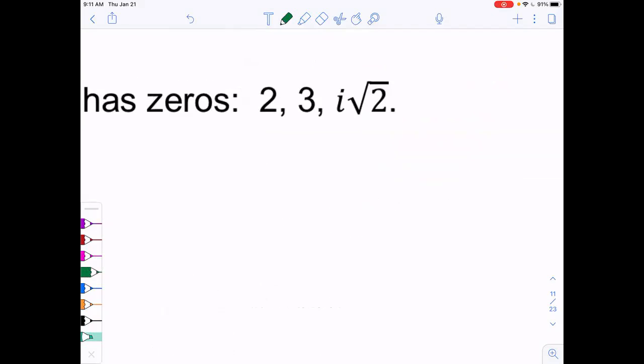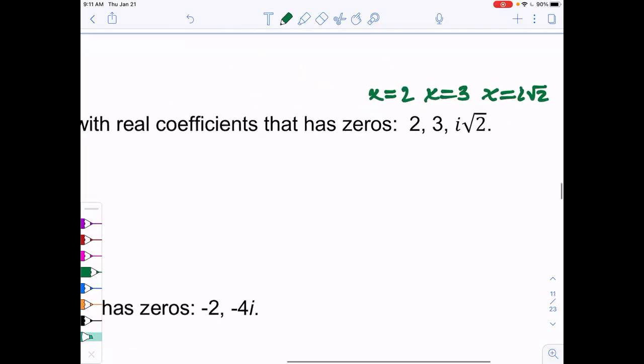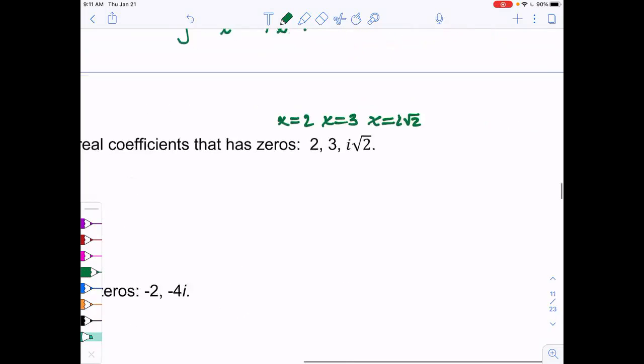We have a 2, a 3, and then an i square root of 2. So let's look at these guys. So 2, a 3, and an i square root of 2. Darby, it says 4th degree. We only have 3 here.